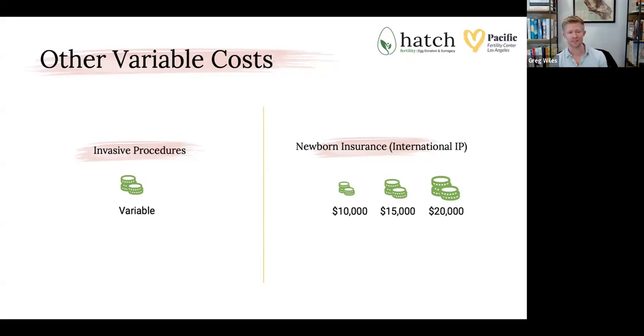And the last thing, and this is something that's more Edvin's expertise, in fact, maybe Edvin, you take this, which is newborn insurance, which really applies only to international intended parents.